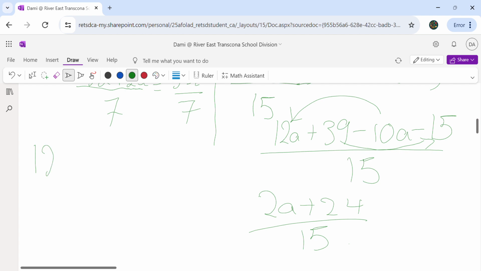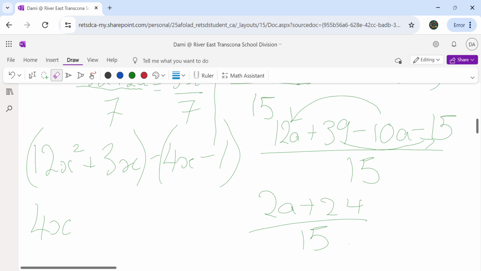So 12x squared plus 3x minus 4x minus 1. For these two, and then we go to these two. And what do these two have in common? They have 4x, because 4 can go into the... They don't have 4x, they have 3x. Because 3 can go into both of them.